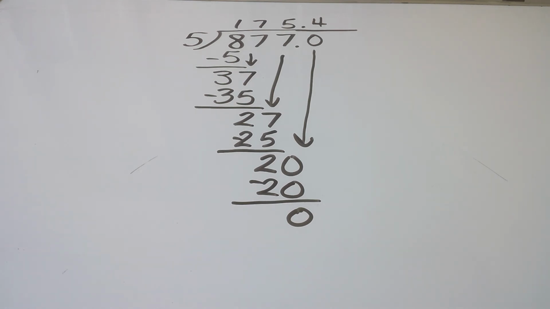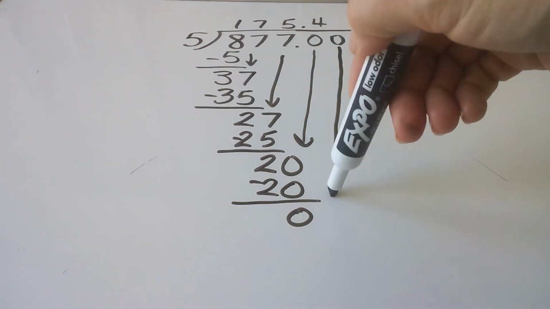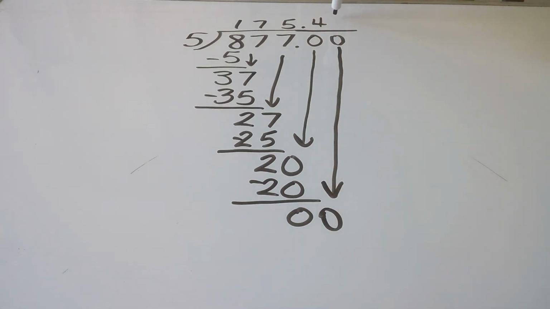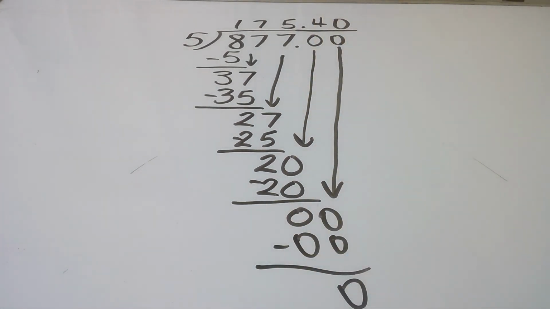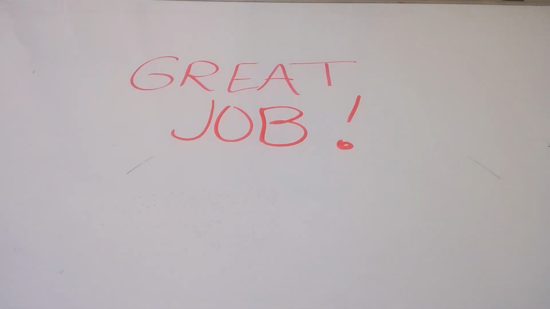Here's our answer. Our answer would be 175 and 4/10. Now you might say, well, wait a minute, we're supposed to take it to 2 decimal places. But notice if we do that, 5 goes into 0, 0 times, we would wind up with the same answer. So if you got 175 and 4/10, or if you got this answer of 175 and 40 hundredths, either one is correct. Great job.